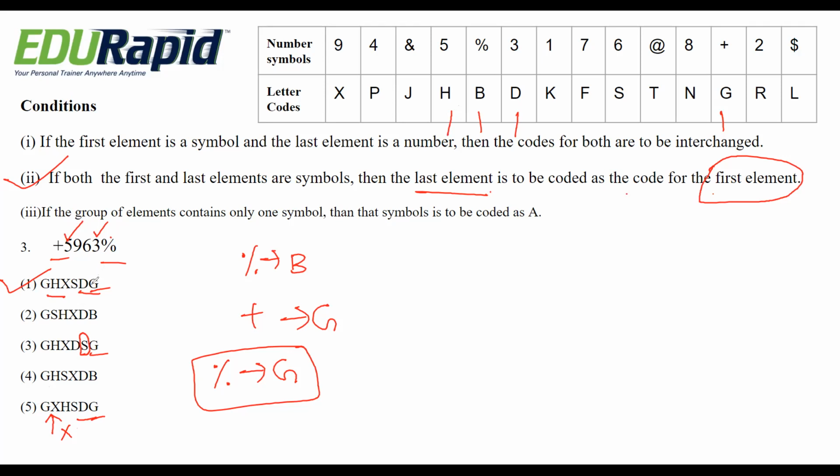Like this you have to eliminate. And in the exam no need to write all this. For percentage B, for plus it is G. No need to write. Just by seeing, you have to analyze. For percentage we have to give G. Like that you have to do it in the mind itself. Then only you will maintain proper time. Within a few seconds you will get the answer, within 5 seconds or within 10 seconds.